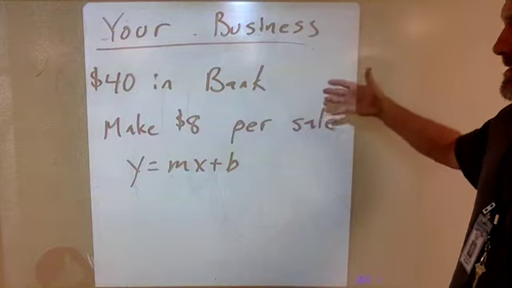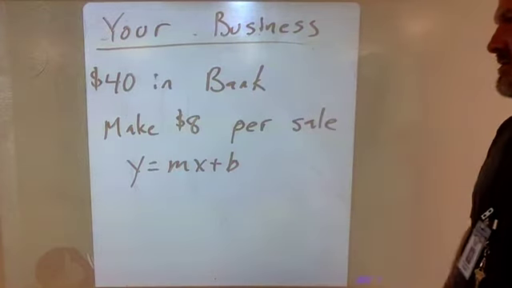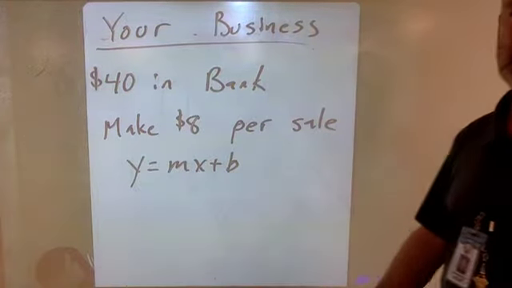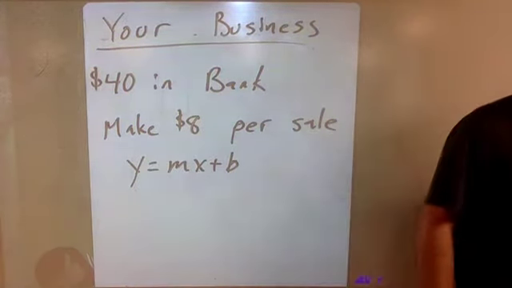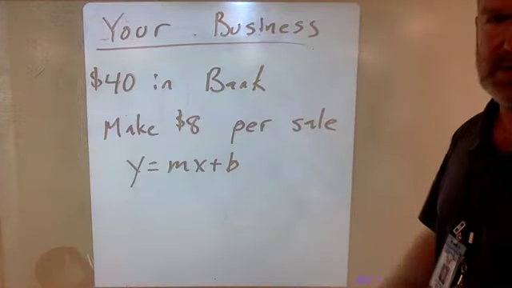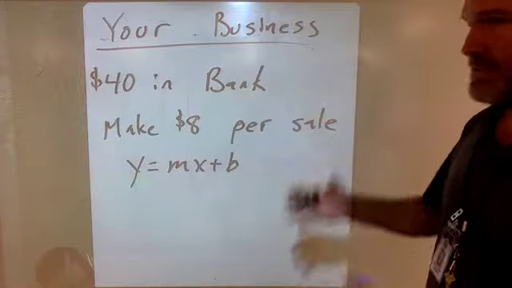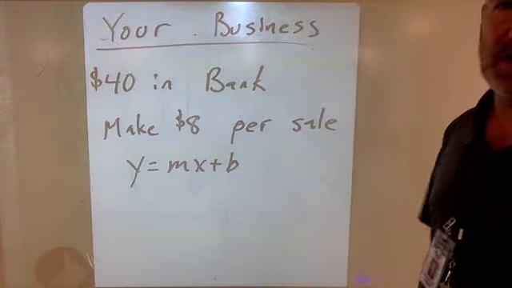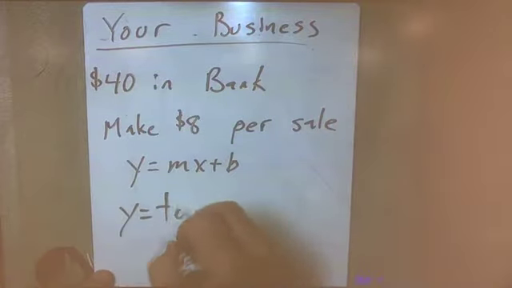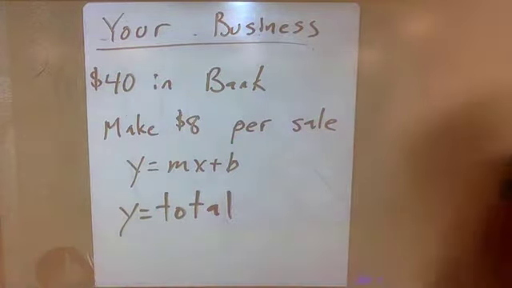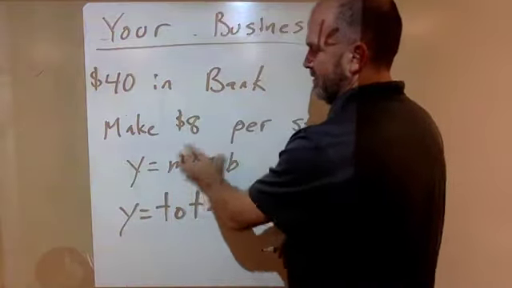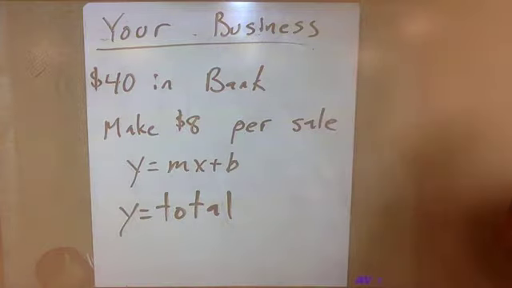So here are your stats. You've got $40 in the bank, so you've already got a little bit of money, and you're going to make $8 per sale, whatever you're selling in your business. You have to create an equation that says how much total money you're going to have depending on how many sales you make. y represents the total, so it's always y by itself. The total is equal to this formula right here. So y is the total.